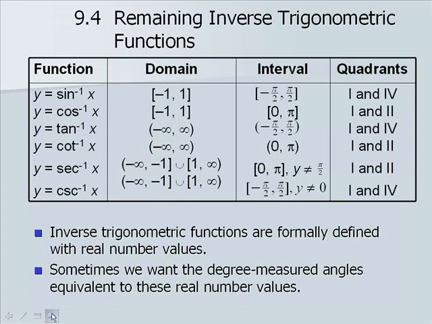Here we see a table breaking down the remaining inverse trigonometric functions. So we've already looked at sine, cosine, and tangent inverse, and now we see cotangent, secant, and cosecant written out for us with our domain, the interval that it's restricted on, and the quadrants that it will be graphed in. Our inverse trigonometric functions are formally defined with real number values. Sometimes we want the degree measured angles equivalent to these real number values.